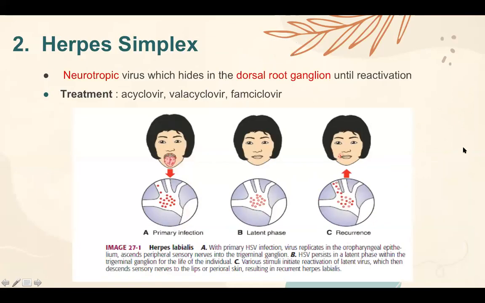Now, herpes simplex is another neurotropic virus which hides in the dorsal root ganglion until, again, it's reactivated. So just like varicella zoster, it starts with a primary infection. And then the latent phase, it becomes dormant in the trigeminal ganglion specifically. And then once it's reactivated, it goes into the lips and perioral skin.